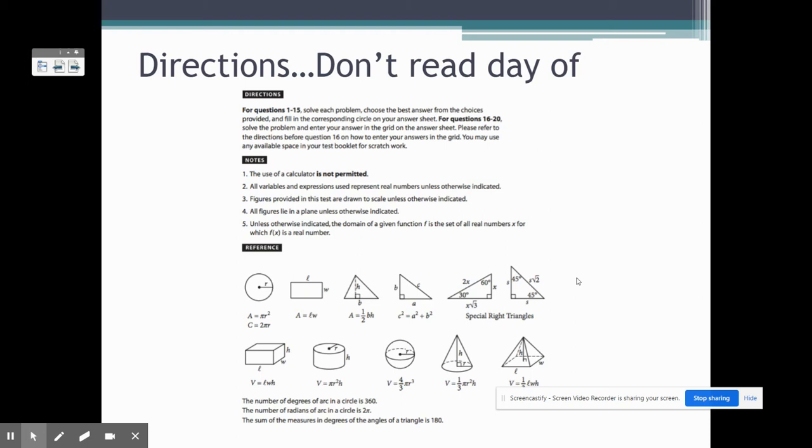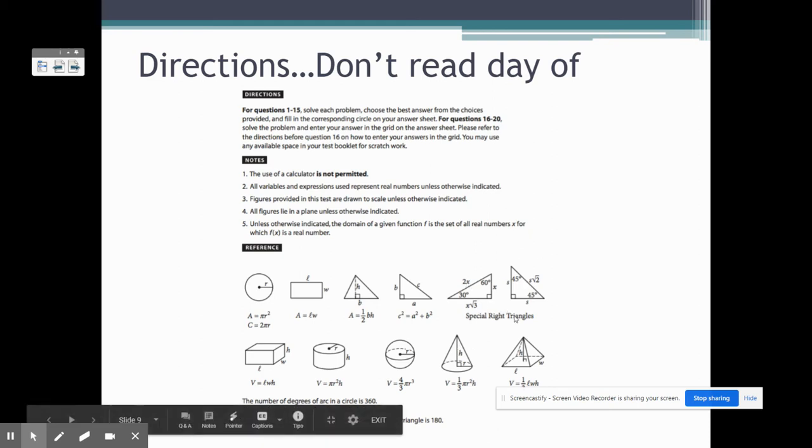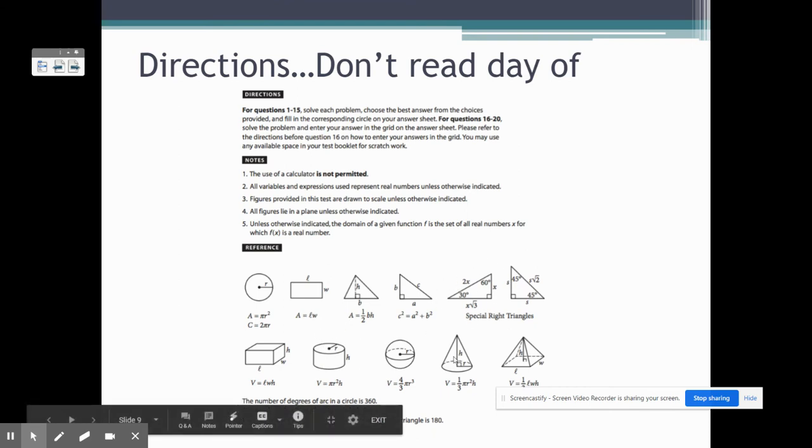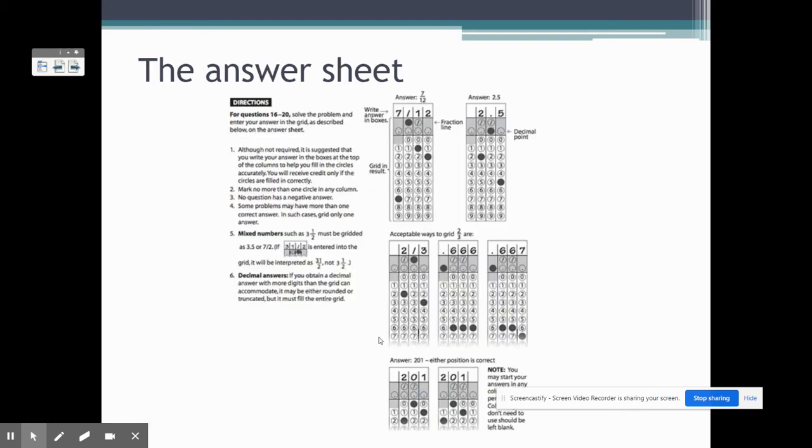So the highlights are the special right triangles. If you're in trig, you should get those right. They're all over your unit circle. And everyone else, though, area and volume is not hard. They're all there. So they ask you area and volume. Remember, those formulas are given to you.